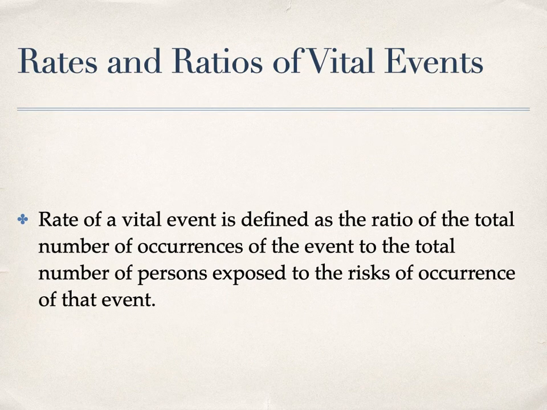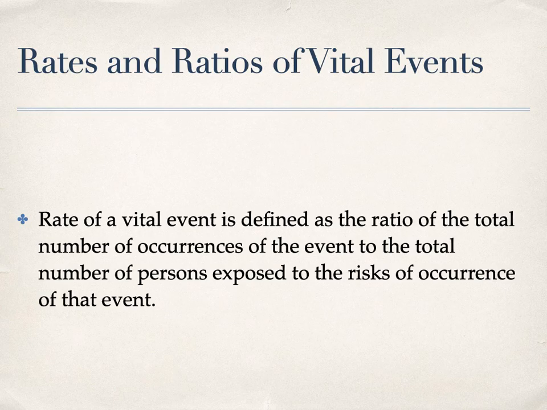Now we move on to some ratios and rates of vital events. The rate of a vital event is defined as the ratio of the total number of occurrences of the event to the total number of persons exposed to the risk of occurrence of the event. So we always say a rate is some ratio. Those people who have experienced the occurrence of the event, divided by all those people who are exposed to the risk of occurrence of the event, is what we call the rate.